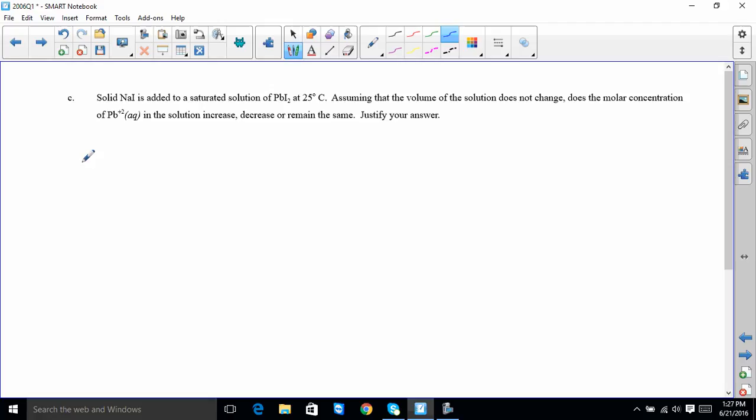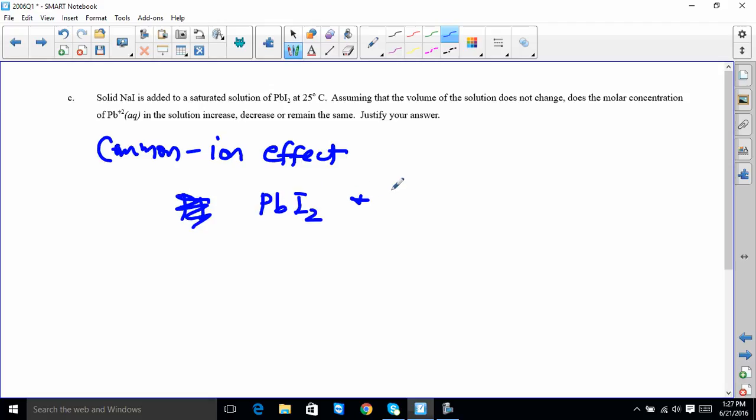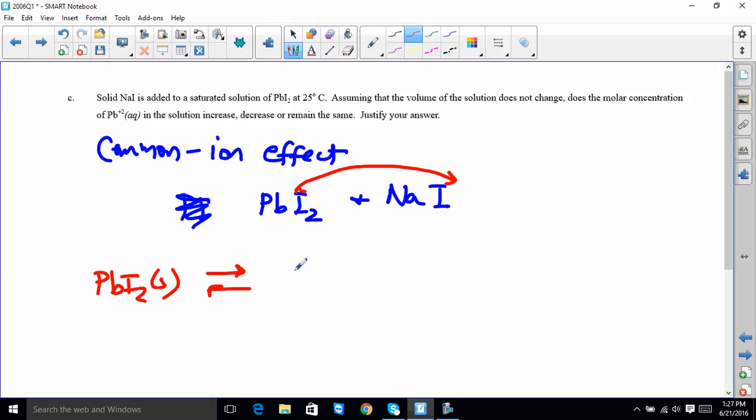Now, the thing about this question is this is a question about the common ion effect, and I cannot tell you how important that is on the AP exam. What common ion means is PbI2 and NaI have a common ion. And so what happens is you have this saturated solution where the undissolved solid is in equilibrium with the ions in solution.